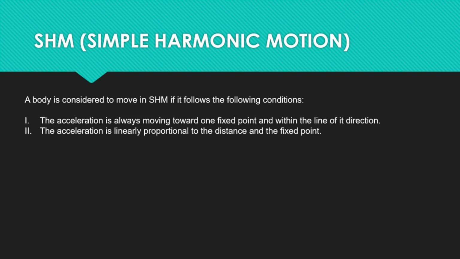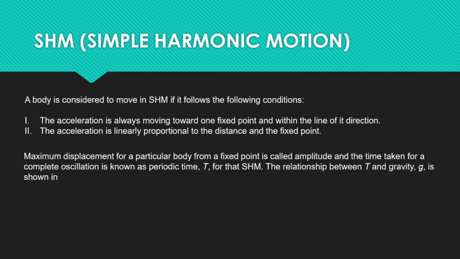SHM, simple harmonic motion. A body is considered to move in SHM if it follows the following conditions. First, the acceleration is always directed toward one fixed point and along the line of its direction. Second, the acceleration is linearly proportional to the distance from the fixed point.